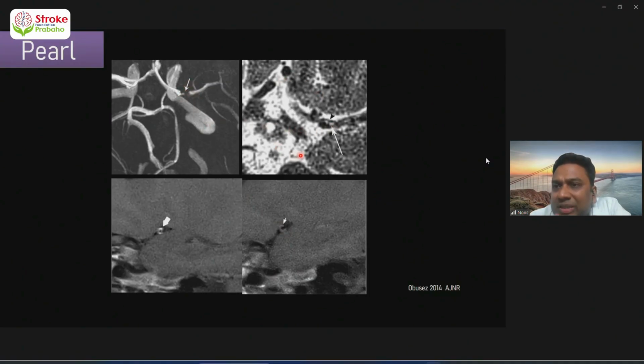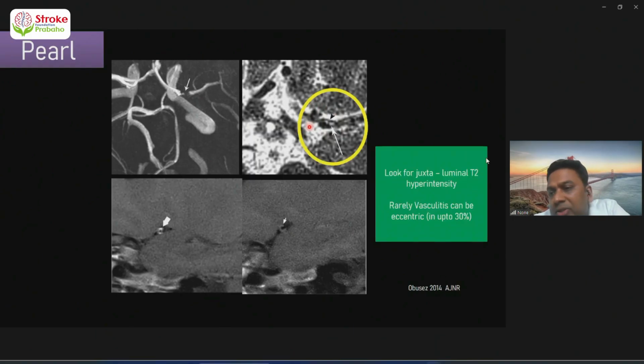Looking at the T2 is key to differentiating atherosclerosis and vasculitis. If you see this bright area here, adjacent to the lumen, we call it a juxtaluminal T2 hyperintensity. And if that is there, then it points to atherosclerosis. It is not vasculitis. And this is one of the important take-home messages. So why is this important? Rarely vasculitis can be eccentric and atherosclerosis can be near concentric.